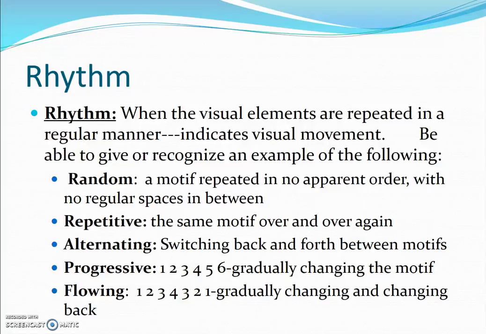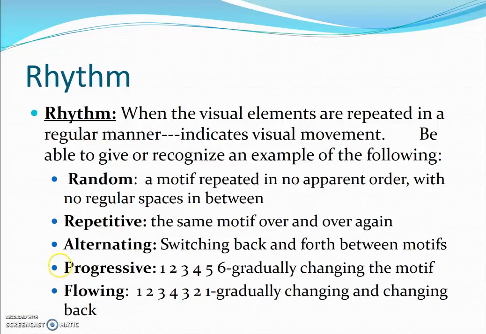That would be repetitive. If I alternate, though, let's say I change the color of my drawing of a bird, and I have a blue bird and a yellow bird and a blue bird and a yellow bird, and I keep going back and forth between those, or a cardinal and a duck, and a cardinal and a duck, that's alternating. Progressive is if I gradually change something about them.